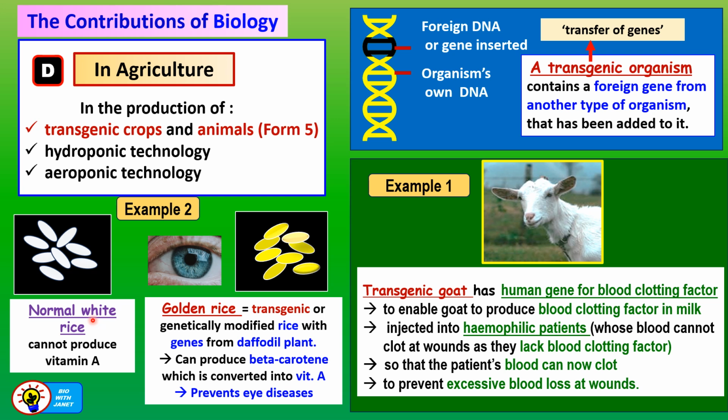Whereas if you look at the normal white rice, it doesn't have any genes for the production of beta-carotene. So the normal white rice plant cannot produce vitamin A. All right, it doesn't provide the vitamin A needed in the diet for good health. But golden rice can. Okay, and the color of the rice is a bit yellow, so it's called golden rice.